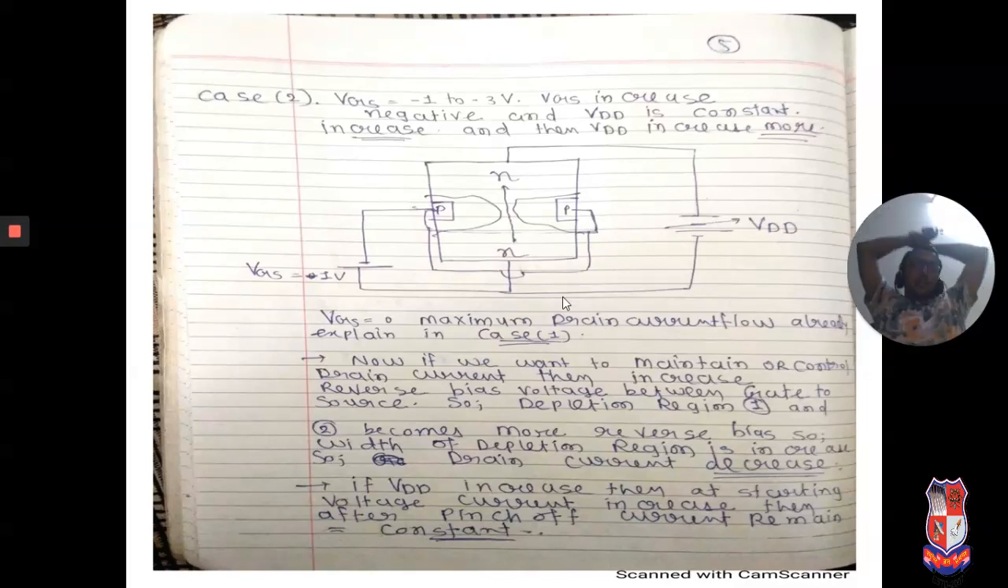The meaning of characteristics is that we would like to obtain or control the value of drain current. If VGS equal to 0, then maximum current flows. But if you would like to control the drain current, at that time we would operate with VGS equal to a negative voltage.